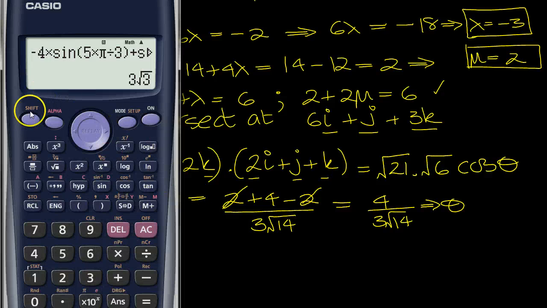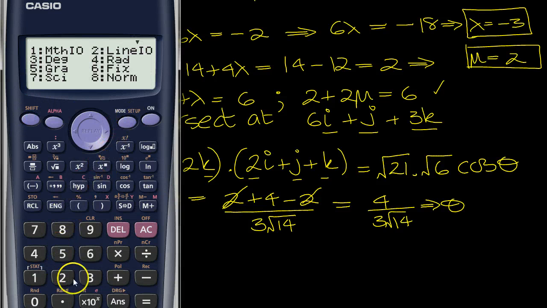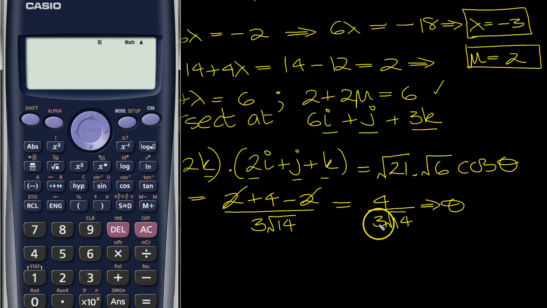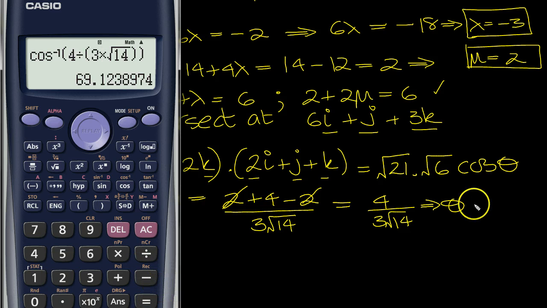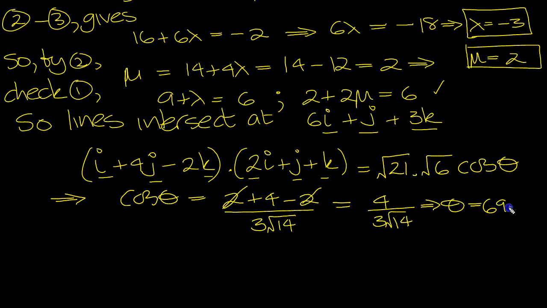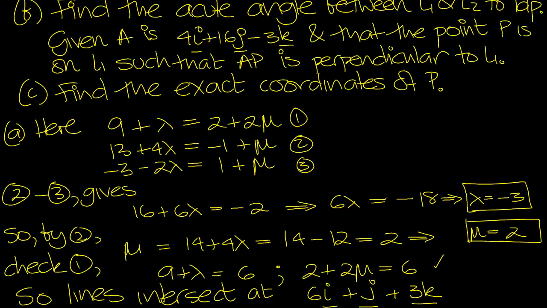So we need to be in degrees mode, shift mode, number 3. And then we do shift cos 4 over 3 root 14. So shift inverse cos, 4 divided by bracket 3 times the square root of 14, outside the square root. Close that bracket, close the shift cos bracket, equals 69.1 degrees to 1 decimal place. So that's the angle then, the acute angle between them.